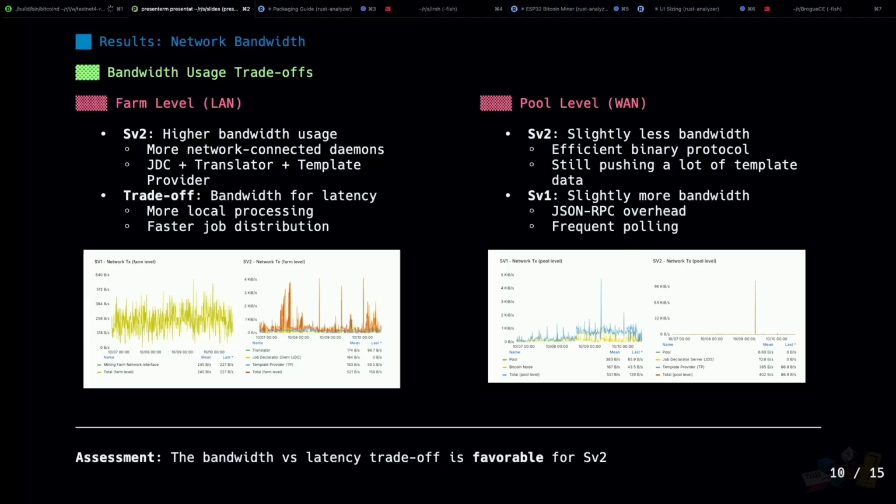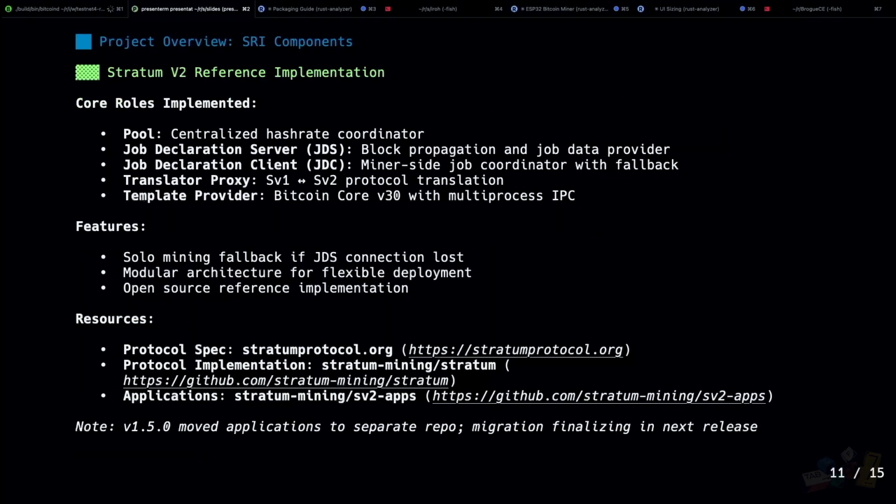But at the pool level, and again, if you're thinking about data consumption for your AWS account, SV2 used less bandwidth. So that's ideal. And we personally found that the bandwidth versus latency trade-off was favorable for SV2.